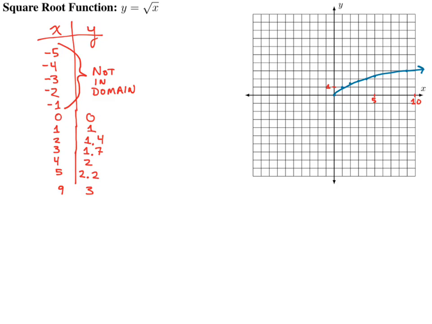For what it's worth, that is exactly the top half of a sideways parabola. If that sounds like an interesting thing to think about, great. You're welcome. If you're thinking, don't worry about it, not a big deal for now.